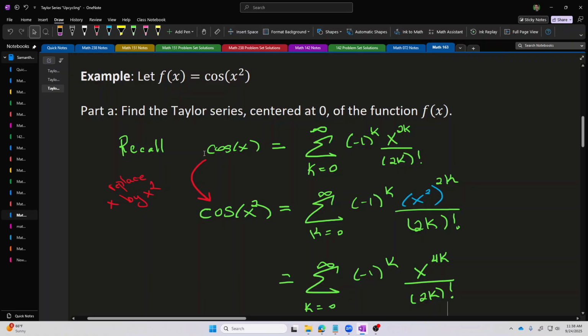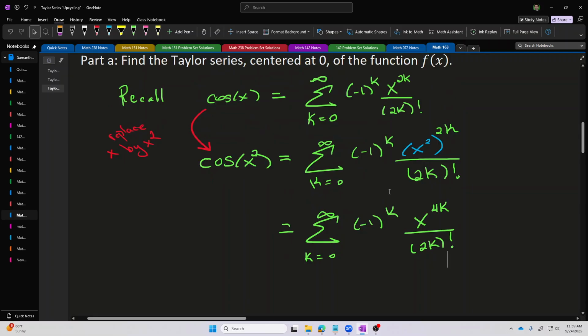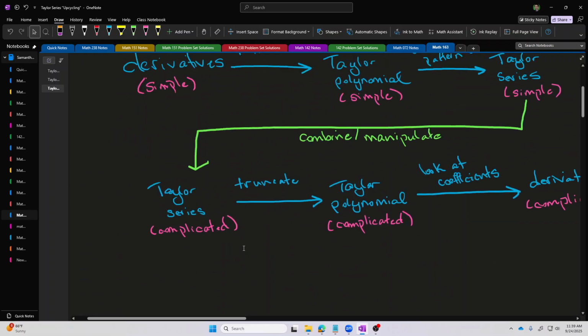I identified the action that took that simple function and turned it into my more complicated function. Here, that action is substitution. And then I performed exactly the same action in the series on the right-hand side. In this case, that exact same substitution. So for this function cosine of x squared, we find ourselves in a situation where we have the Taylor series before we have anything else.